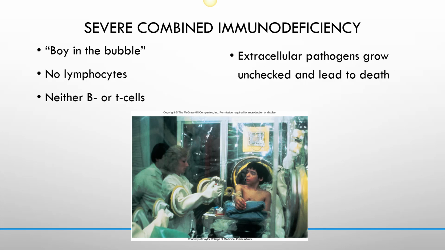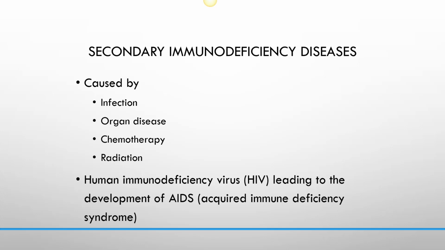So SCID, the boy in the bubble scenario, he was born with no lymphocytes, no T or B cells. The extracellular pathogens grow unchecked and lead to death. So this guy had to live in a bubble and eventually received the bone marrow transplant. Secondary immunodeficiency diseases are caused by infection, organ disease, chemotherapy, radiation. So yes, chemotherapy and radiation definitely can decrease the number of white blood cells that you have. HIV we already talked about, but that leads to the development of AIDS or acquired immunodeficiency syndrome.